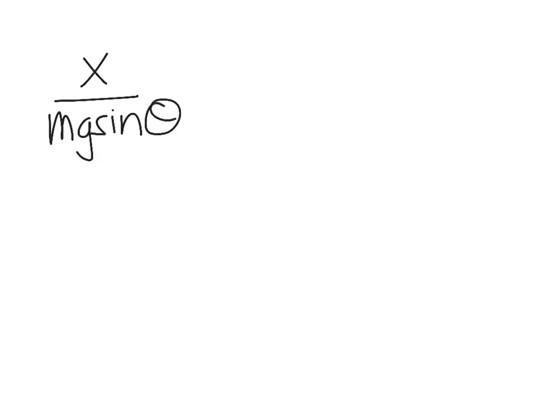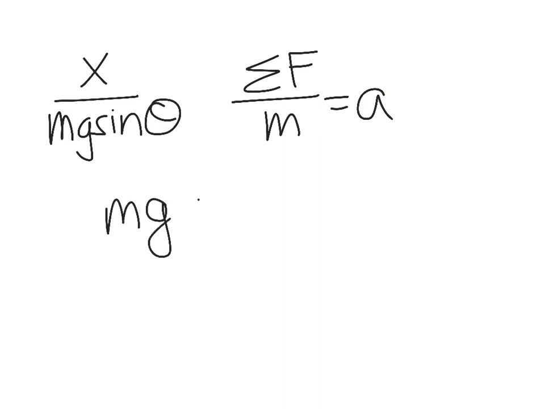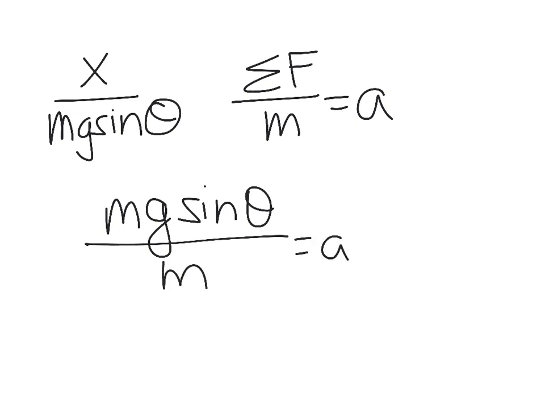So if we look at my forces, the only force I have in my x is that mg sine theta, okay? So this is the only thing that's pushing this thing down the ramp. Because it's moving, I'm going to use my sum of forces over m is equal to a. And let's solve for the acceleration. So my only force I have is mg sine theta over m equals a. Once again, didn't give you mass because I don't need it. I can get rid of that.